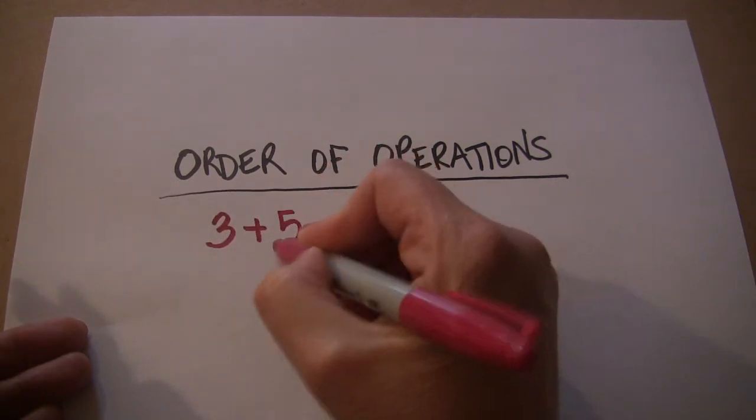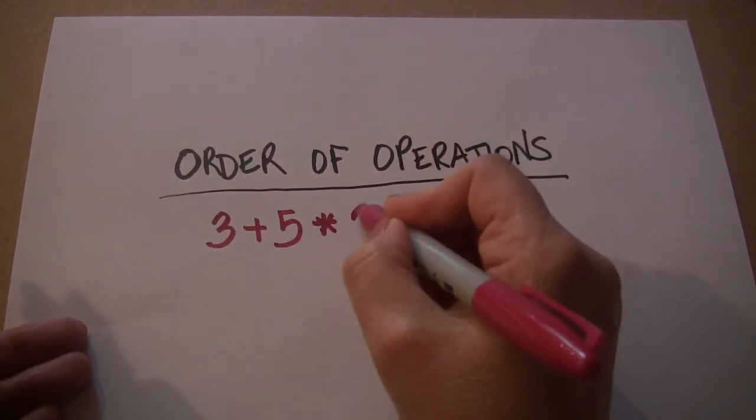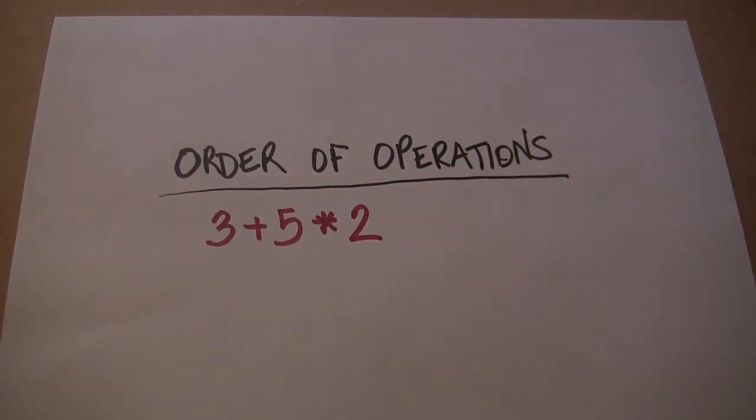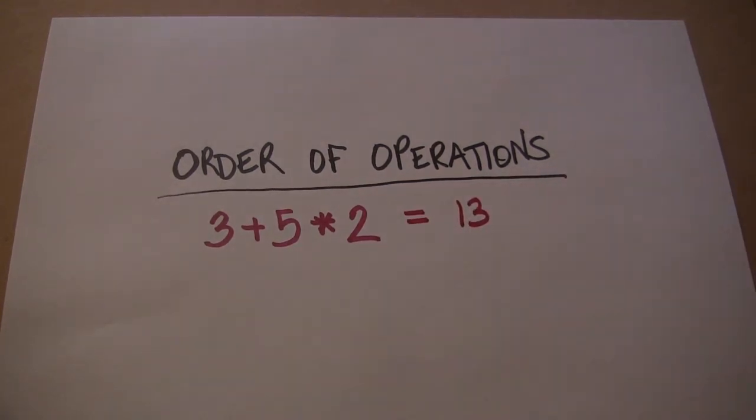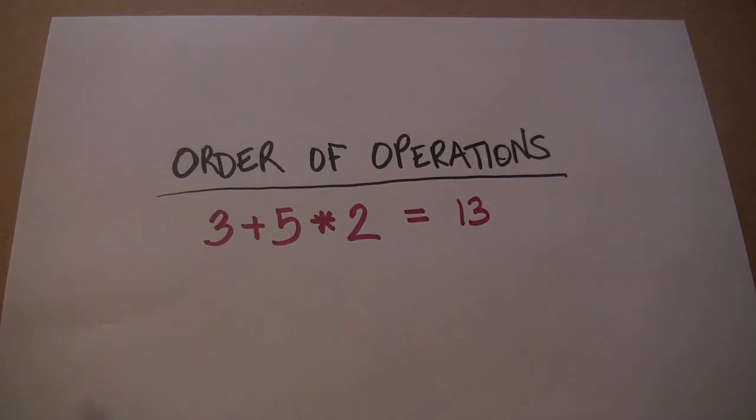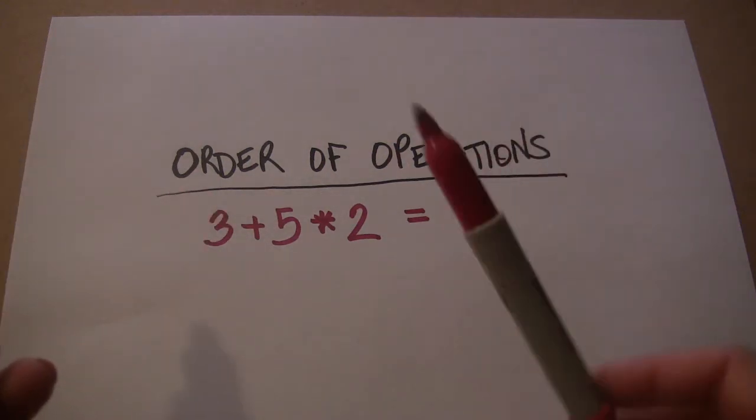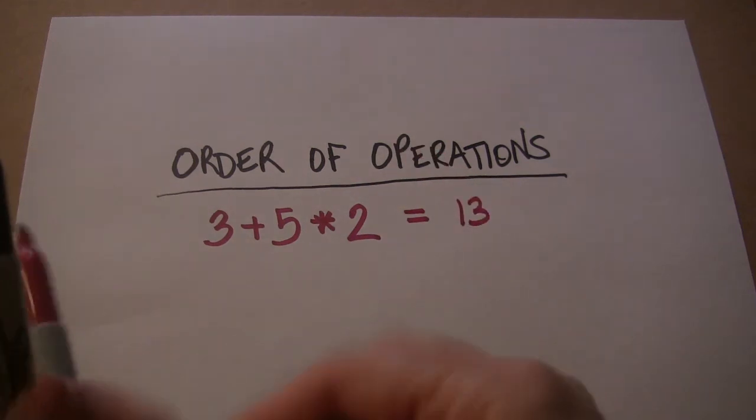So let's say that I give you this problem: 3 plus 5 times 2. Do you know what the answer is? Go ahead, I'll wait. Okay, so the answer is 13. Now, maybe you got 13 as your answer, but I'm guessing a bunch of you are saying, what? 13 is not the answer? 16 is the answer. To which I say, no, you're wrong, and that's why you're watching this video.